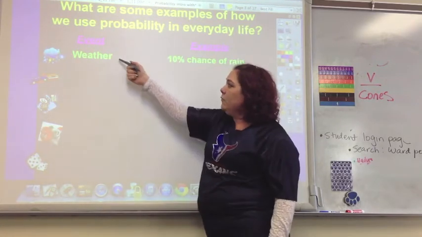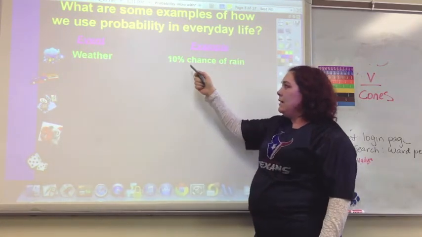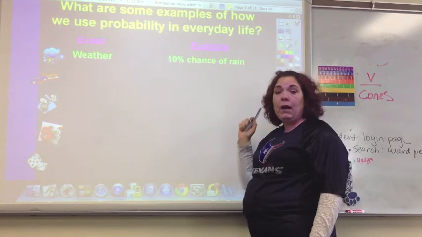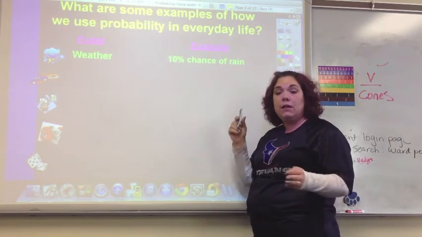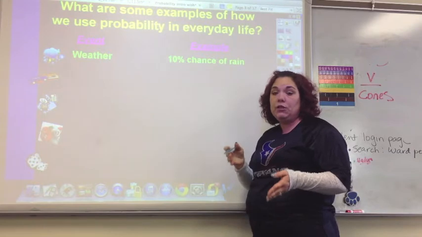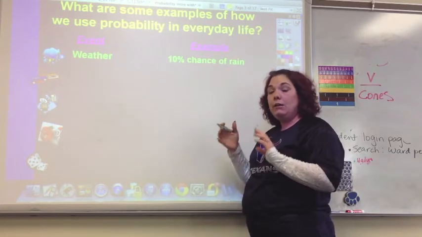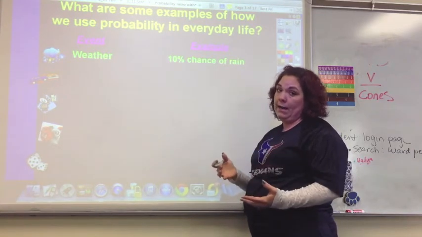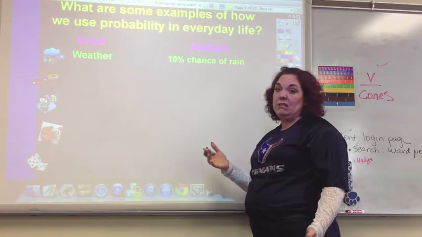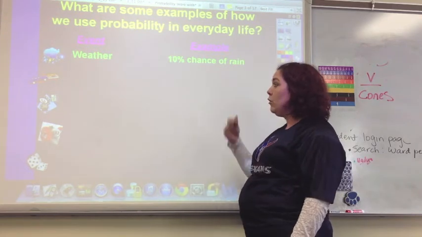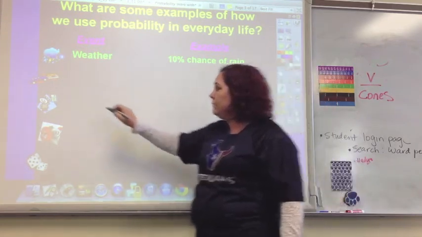When you're talking about the weather, if they say there's a 10% chance of rain, that means there's a 10% chance that it will rain and a 90% chance that it won't rain. So 10% is not very much, right? So it's more likely that it's not going to rain.